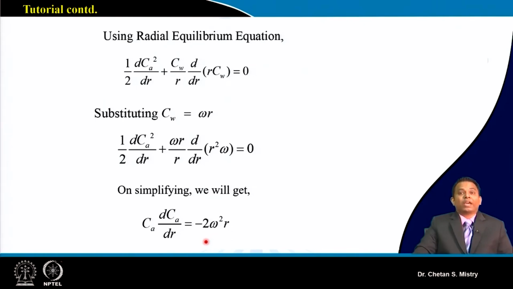Now we don't have any information about how my axial velocity varies. In order to take care of that, we have the radial equilibrium equation. If I write this radial equilibrium equation, the formulation comes like this. Now, in place of my CW, I can write omega into r. So let me replace this with omega into r. If we simplify this equation, it says my axial velocity into dCA by dr is equal to minus 2 omega square into r.